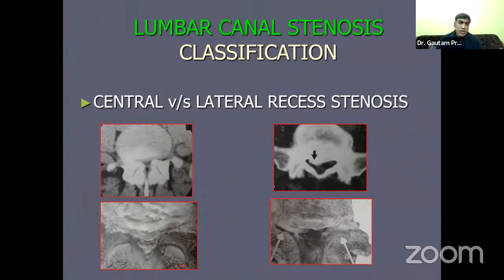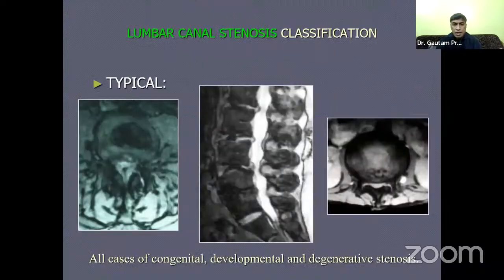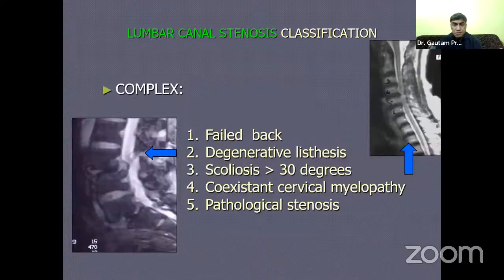Another way to classify lumbar canal stenosis is either a central stenosis, in which the total canal is being compromised, or lateral recess stenosis, in which the lateral exiting part of the path of the root is being compromised. A typical canal stenosis will have facetal arthropathy from both the sides. There will be flavum hypertrophy or buckling of the flavum, and a disc which is bulging out into the canal.